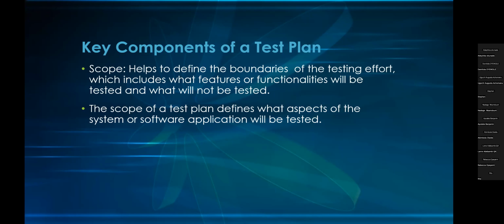So the scope of a test plan defines what aspect of the system or software application will be tested. Say, for instance, you have something like a Venn diagram that can visually represent the scope with overlapping circles representing each aspect of testing. That's where you have your functionality, you have your performance, you have your compatibility, showing that the test plan encompasses all this area to ensure comprehensive coverage.